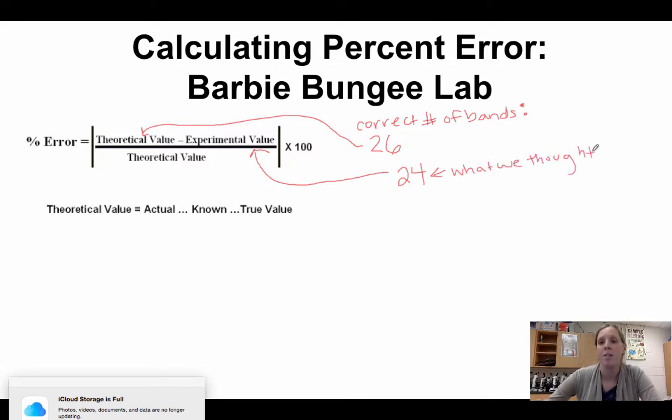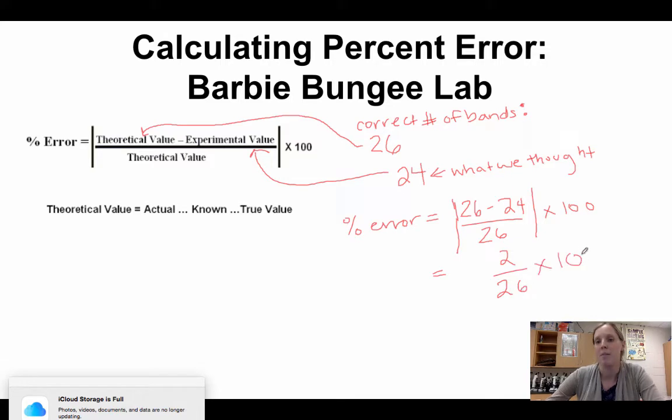So now I would plug these numbers in. Percent error would be equal to 26 minus 24 divided by 26, and I would take the absolute value of this, although it's a positive number, so I don't really need to do anything to it, times 100. So it would be equal to 2 divided by 26 times 100.